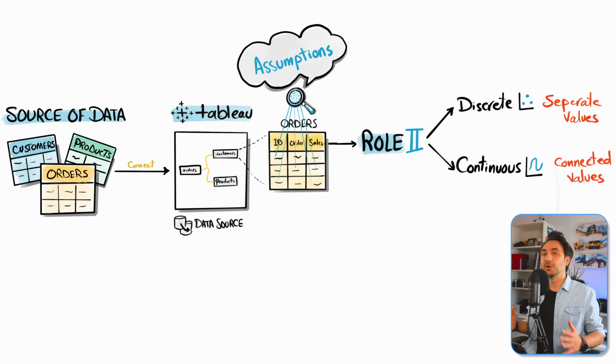Alright guys, so now we're gonna talk about discrete and continuous. Here again, once we connect our data to Tableau, Tableau is gonna analyze our data in order to make assumptions, where it's gonna map each field to either discrete or continuous. Discrete and continuous are metadata information that's gonna impact what type of visualizations you can create, as well as how they will look.